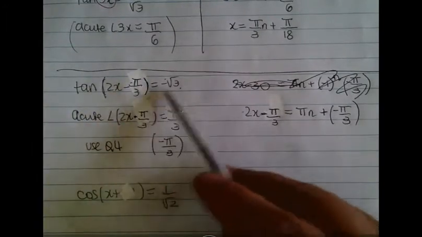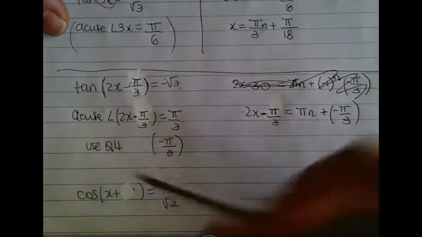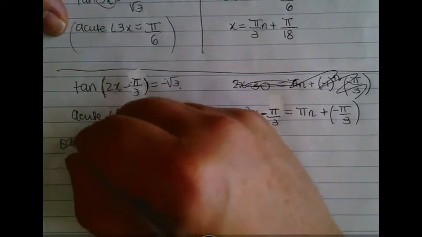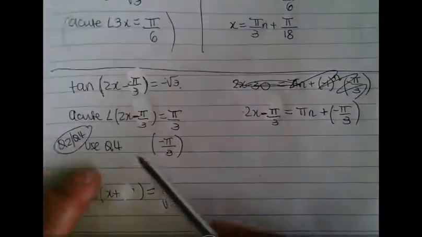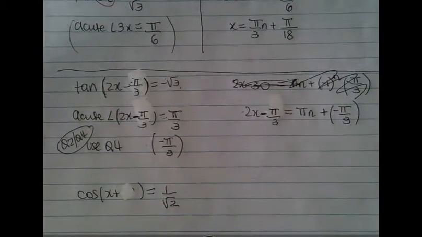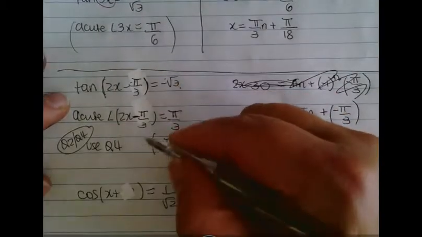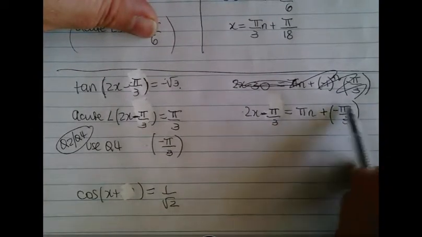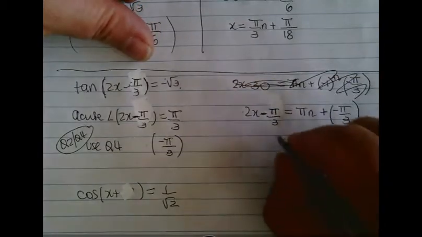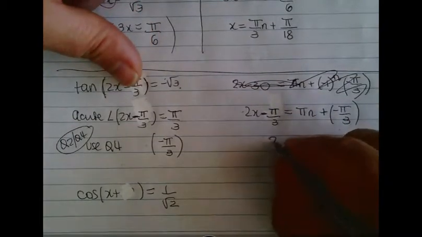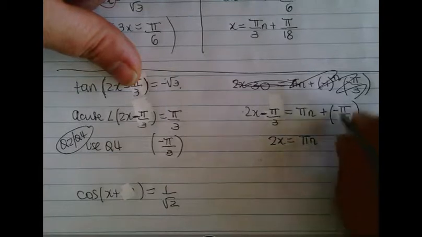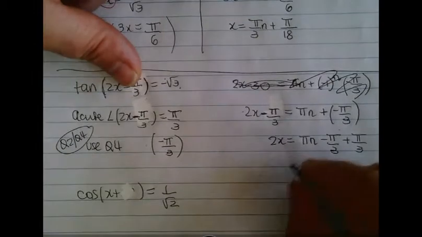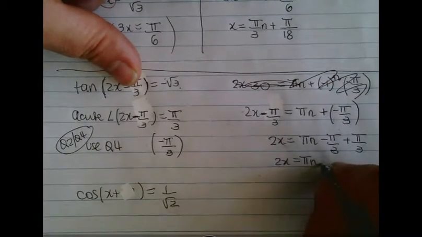Tan of 2x minus pi on 3 is negative pi on 3. So the acute angle of that is pi on 3, but we have to use quadrant 4, because we're using quadrant 2 or 4, and quadrant 4 gives us the smallest acute angle written in a negative sense. So therefore, your angle is pi n plus your alpha. So now I've got to add pi on 3 to both sides. So I get 2x is pi n, minus pi on 3, then plus pi on 3, so you lose it. So 2x is pi times n.